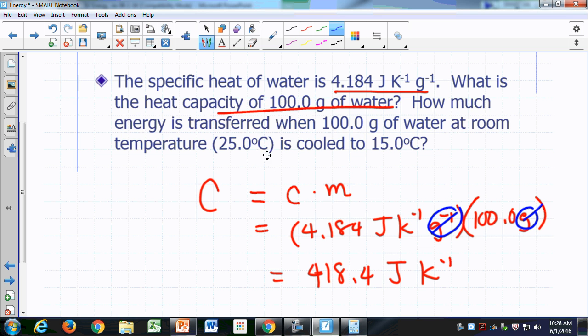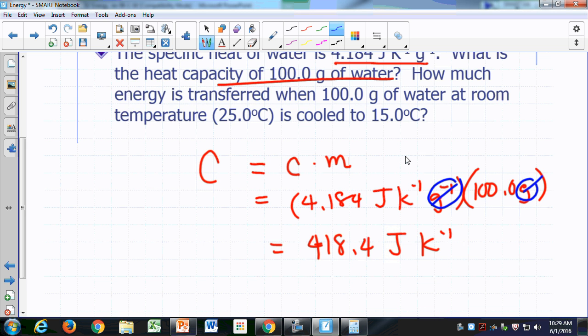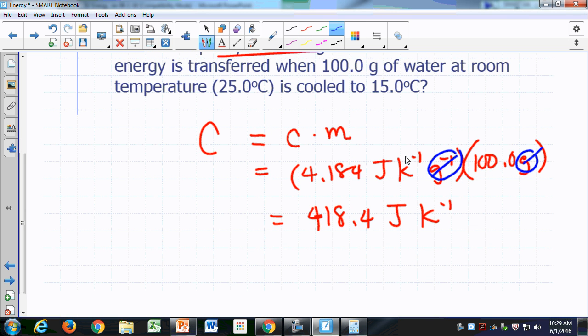How much energy is transferred when 100 grams of water at room temperature, 25 degrees, is cooled to 15 degrees Celsius? What would your formula for that one be? Q equals C delta T, right? Or you can say mass times specific heat times delta T. Remember, mass times specific heat is the same thing as big C. So either one of those two.